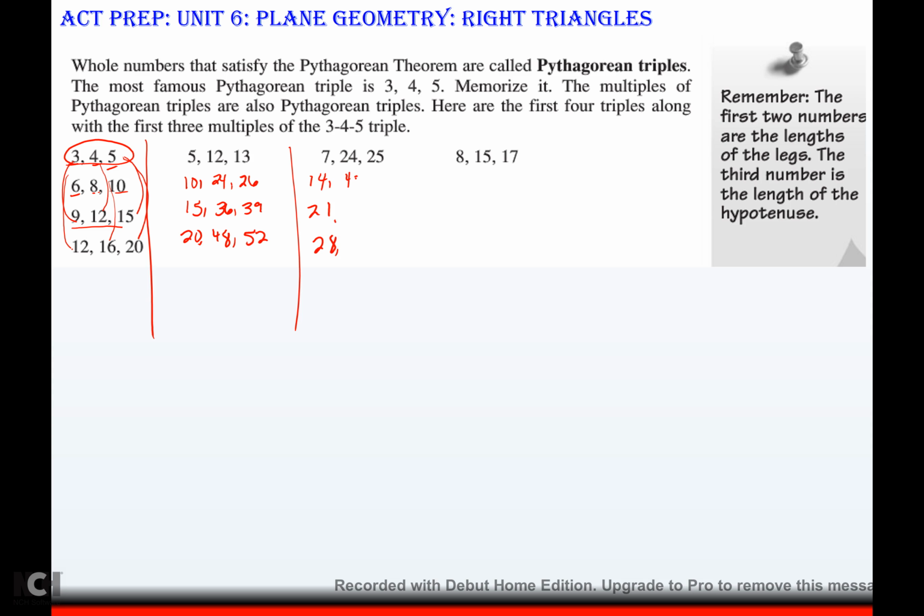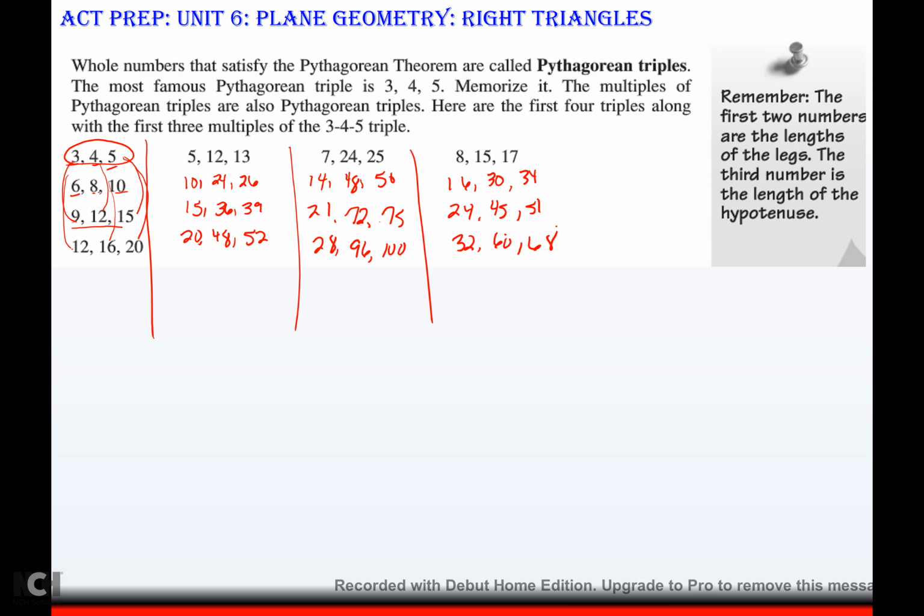24 times 2 is 48, times 3 is 72, times 4 is 96. 25 times 2 is 50, times 3 is 75, times 4 is 100. And 8 times 2 is 16, times 3 is 24, times 4 is 32. 15 times 2 is 30, times 3 is 45, times 4 is 60. 17 times 2 is 34, times 3 is 51, times 4 is 68. And you could just keep doing this all day long.